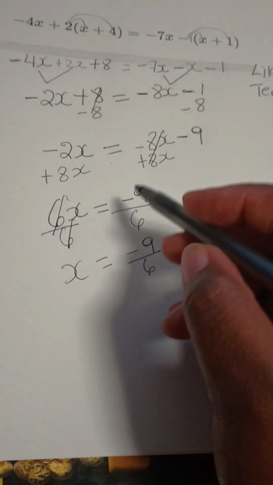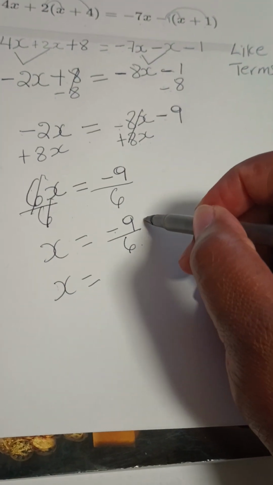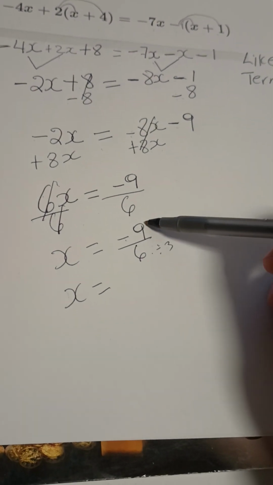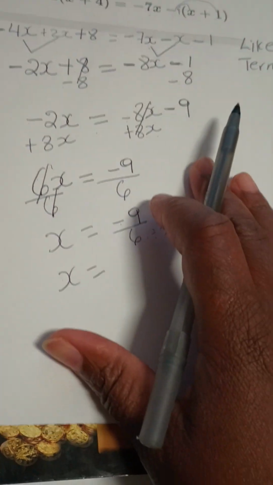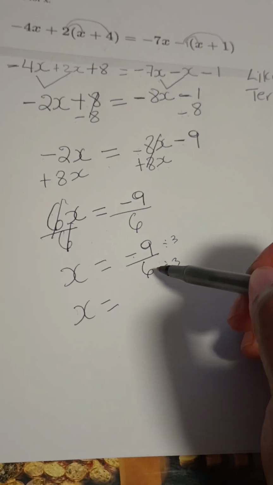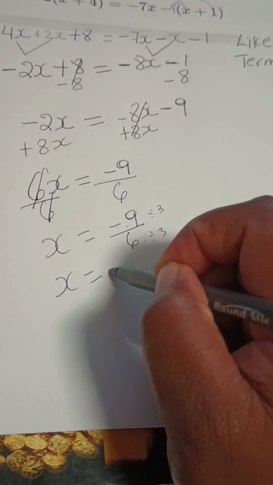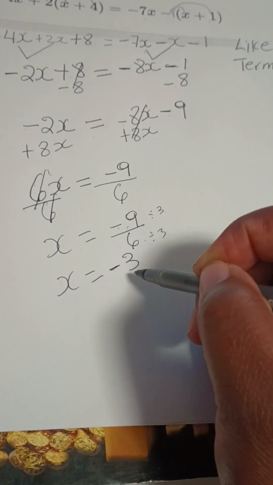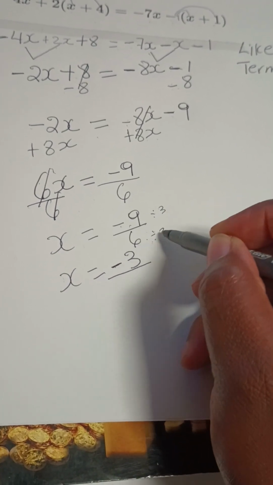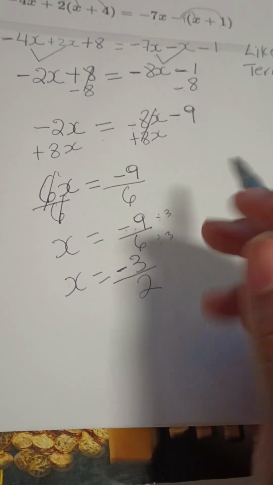Let's do it. So I'm going to simplify. x is equal to, I'm dividing by 3, divided by 3. Whatever I do to the top, I must do to the bottom. The numerator and the denominator, those are the vocabulary words. So negative 9 divided by 3 is equal to negative 3, because 3 times 3 is 9, over 6 divided by 3 is going to be 2, because 3 times 2 is 6.